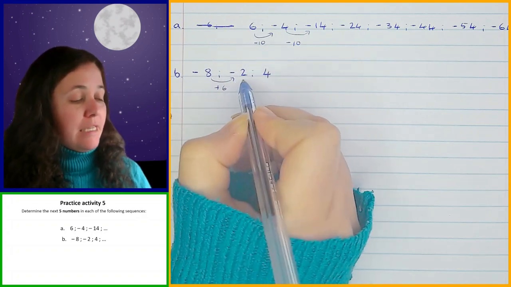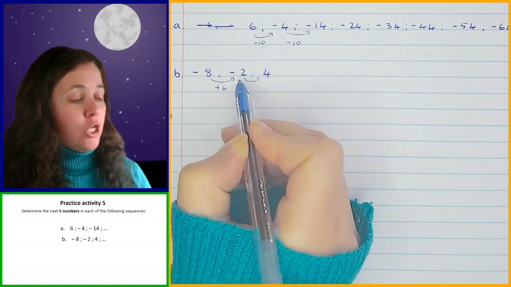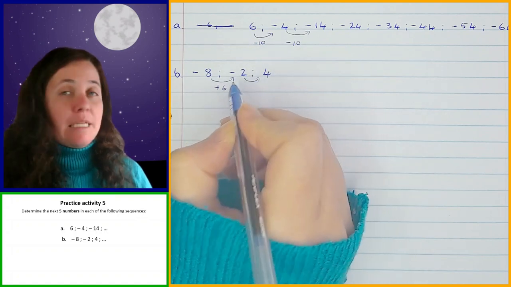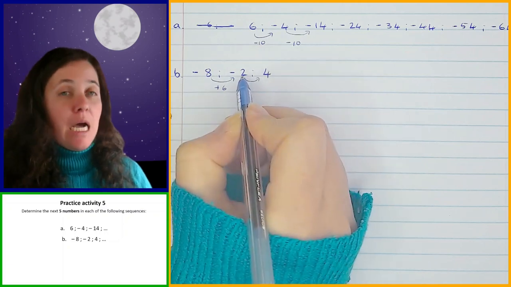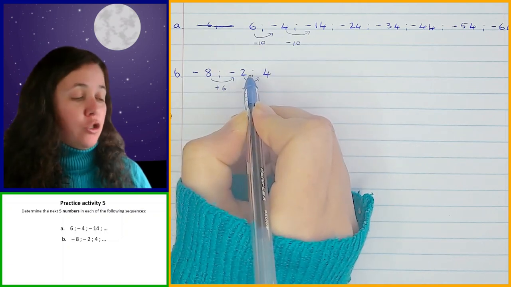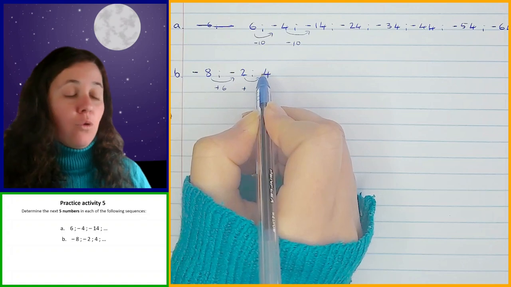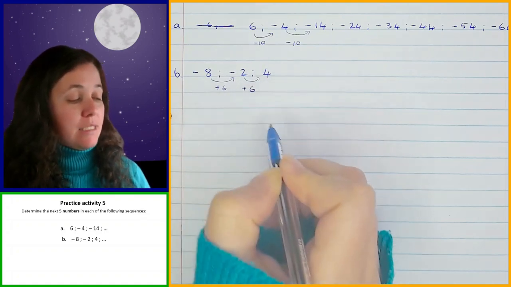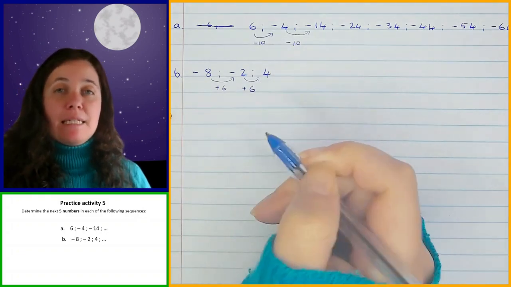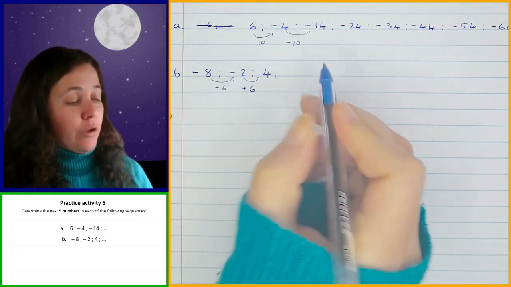Okay, so then let's just check that that's still happening over here. So from negative 2 to 4, it's going from a negative number to a positive number, so it is definitely going up. And then it's going up from negative 2 to 0, which is 2, and then it's going up from 0 to 4, which is 4. So altogether, that gives us an increase of 6. So we are going to be adding 6 each time. So let's go and continue doing that.